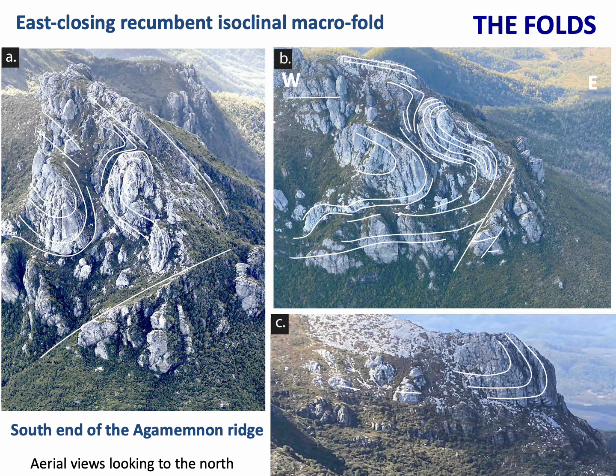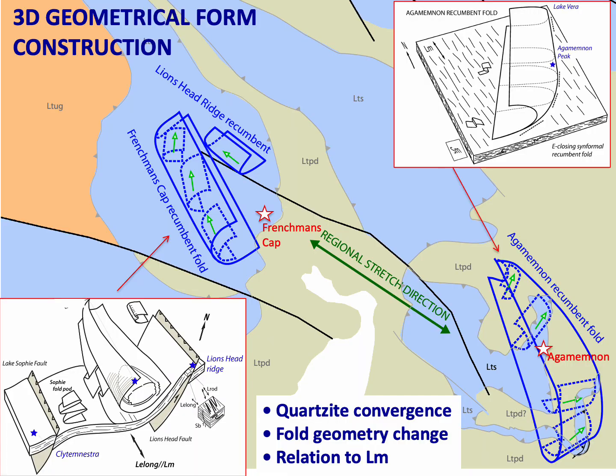At the south end of the Agamemnon ridge, there is a spectacular east closing recumbent fold hinge. This has been named the Agamemnon recumbent fold. So we have identified two major oppositely closing folds within the Frenchman Cap and Agamemnon ridgelines. The folds appear to sit at the same structural level above the basal high strain zone in the quartzite. These structural relationships are shown in the inset sketch diagrams on the lower left and upper right.